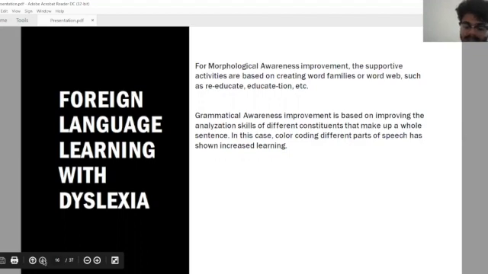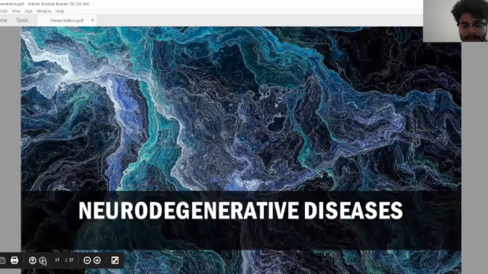sentence. And in this case, color coding different parts of the whole speech can show increased learning, and it has been proven that it is effective in this regard. And now we are going into the contextual differences based on neurodegenerative diseases and the impact of language learning associated with it.